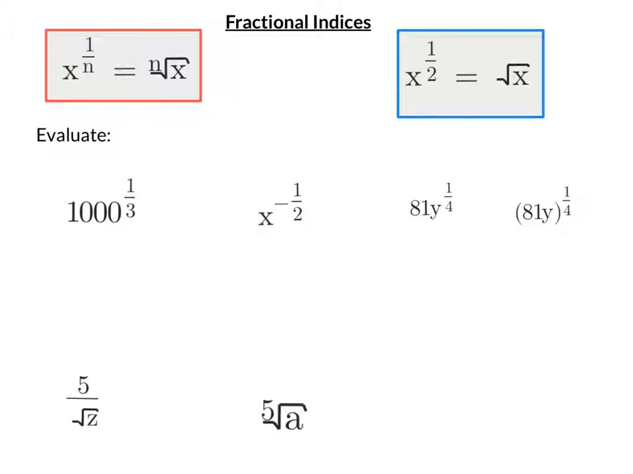So we've got 1,000 to the power of a third. Well, using our new rule, if it's to the power of a third, that means we are looking at the cube root of 1,000, which is 10.